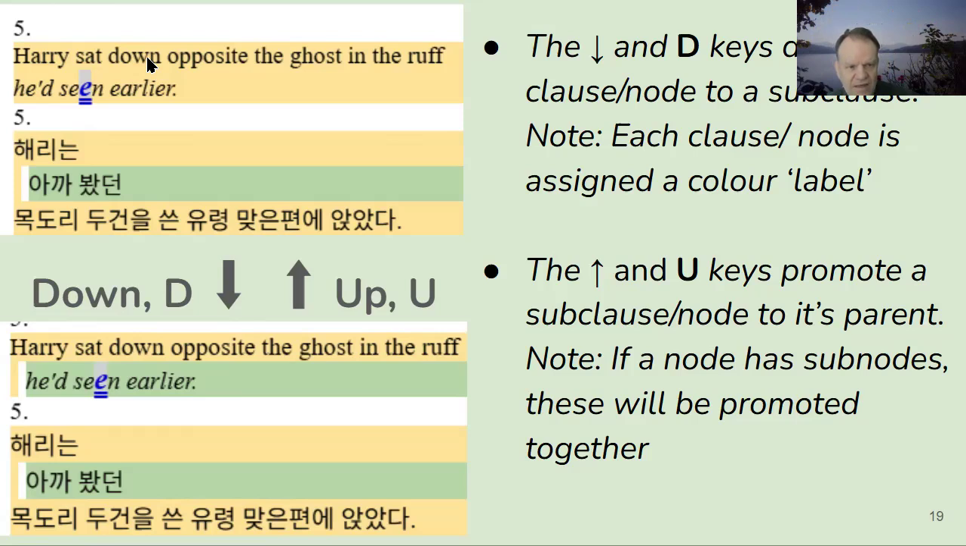And so it indents it to the right, which is the down direction. Or if we go up, it promotes it, so it goes up the tree. These clauses I call nodes. If a node has subnodes, if it has nodes or clauses under it, they'll be promoted together when you're going up.